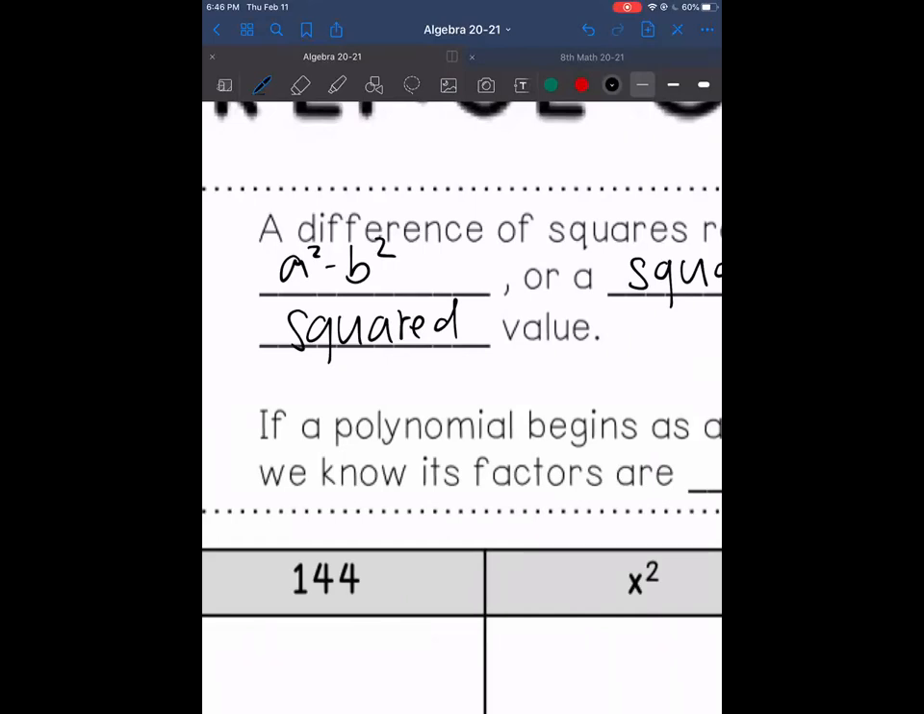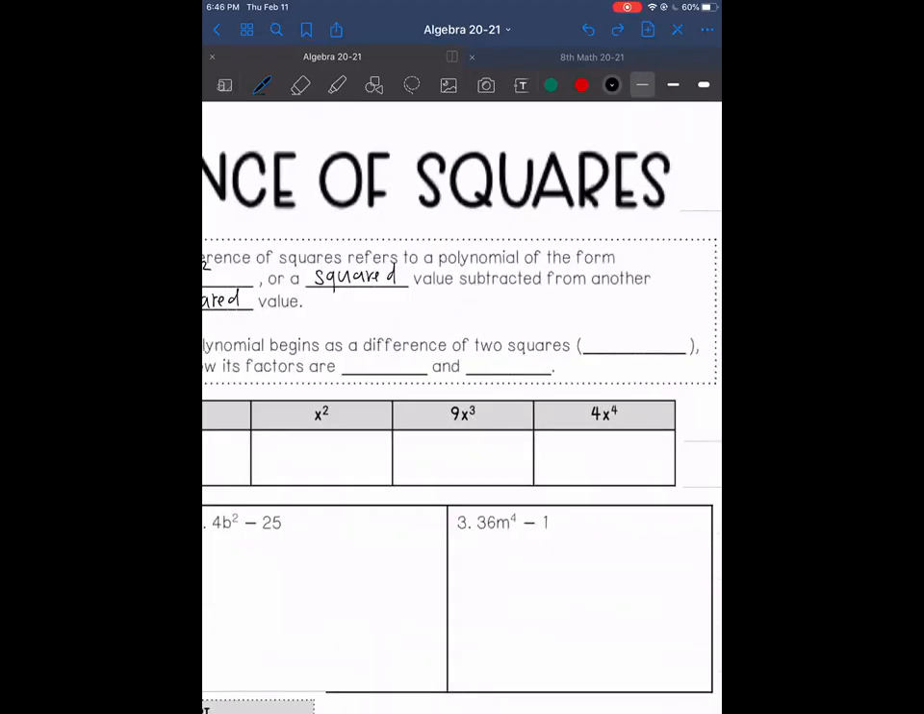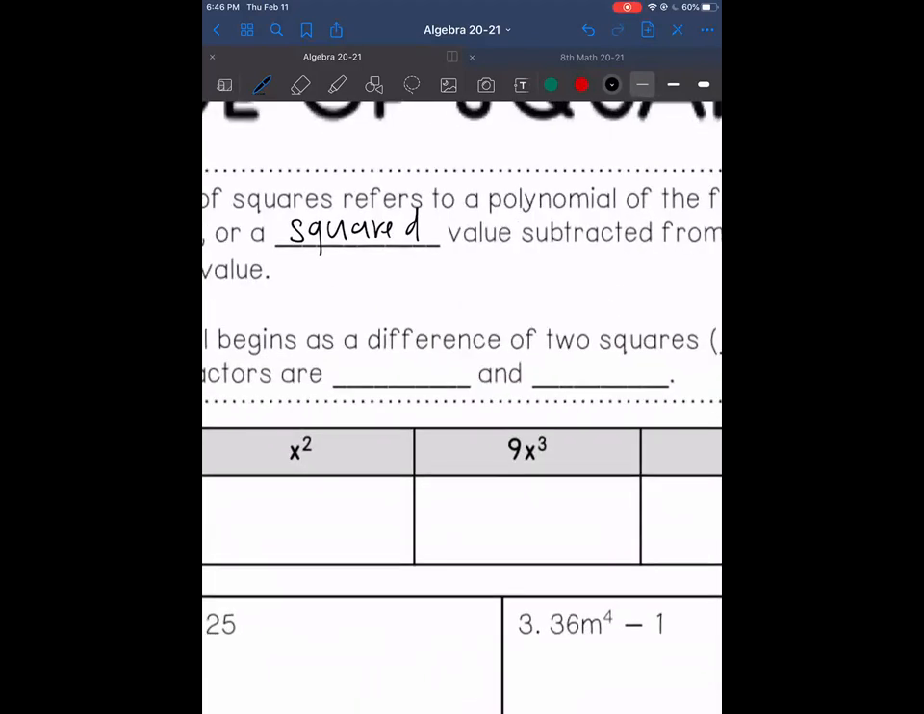Or a squared value subtracted from another squared value. If a polynomial begins as a difference of two squares, a squared minus b squared, we know that its two factors are a plus b and a minus b. So our a term and our b term are the same, but our signs are different. So we know that that's our two factors.